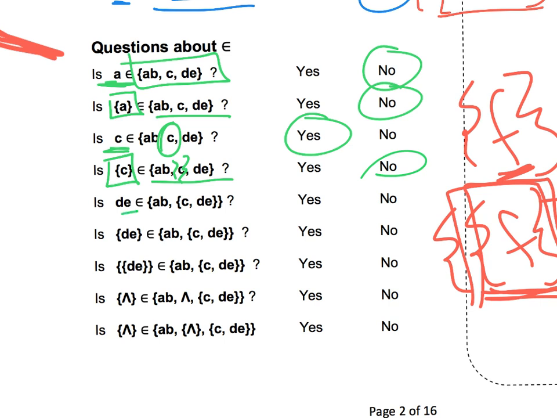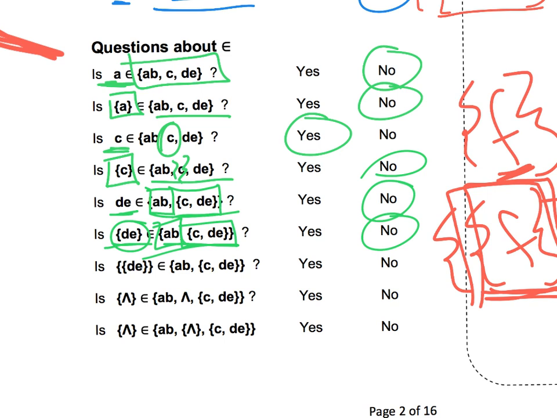Is DE an element of this set? Well, what are the elements of the set? There are two elements. One is this AB, and the other is a set that contains more stuff. So DE is not an element. Is the set containing DE in this set? Well, no, I have an AB, and I have a set containing C and DE, but not just a set containing DE by itself, so no.